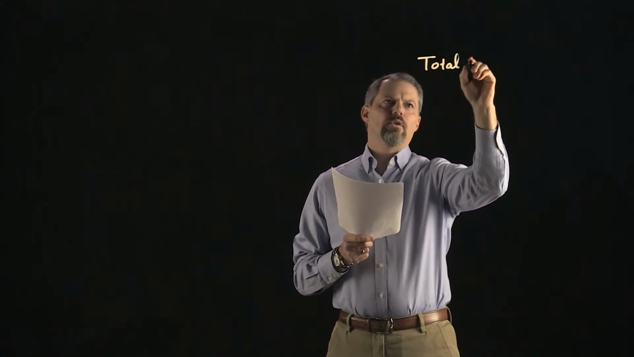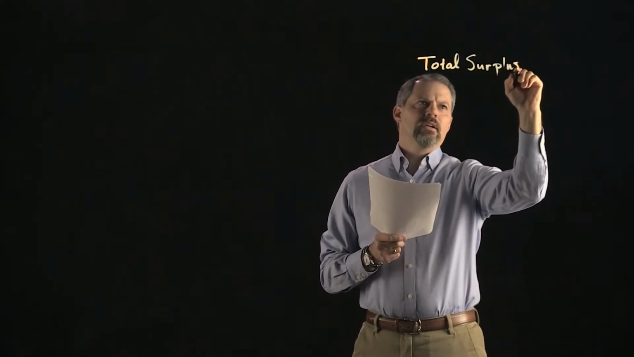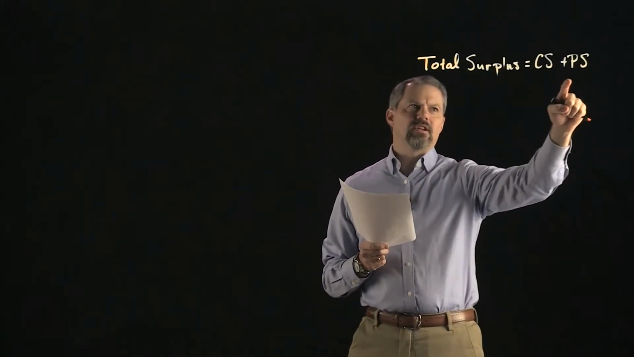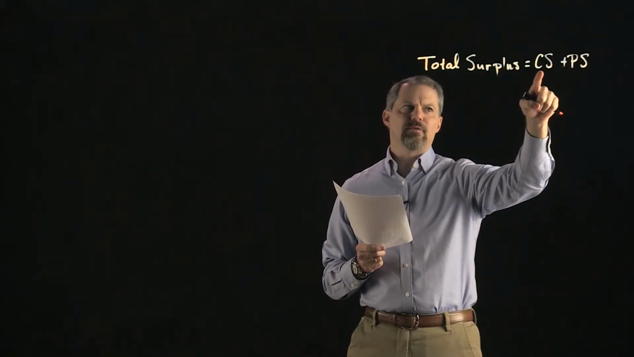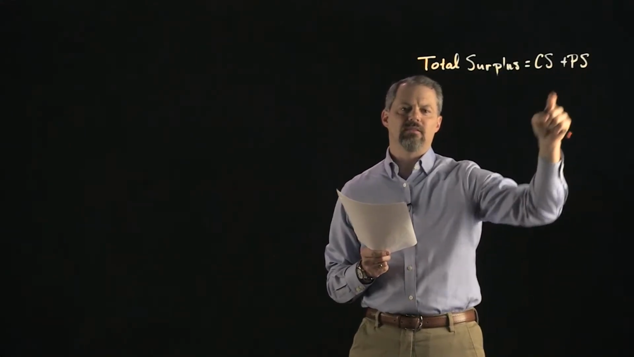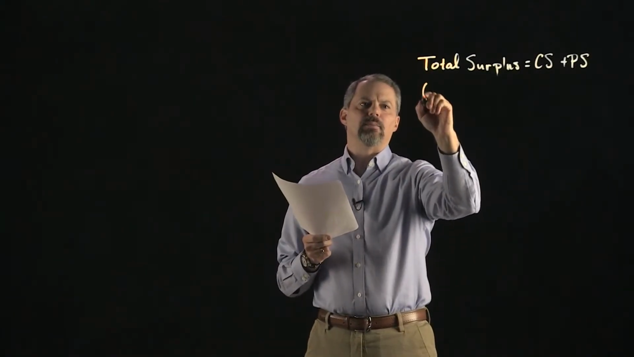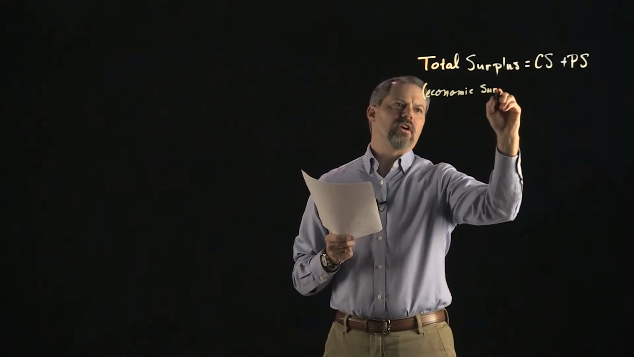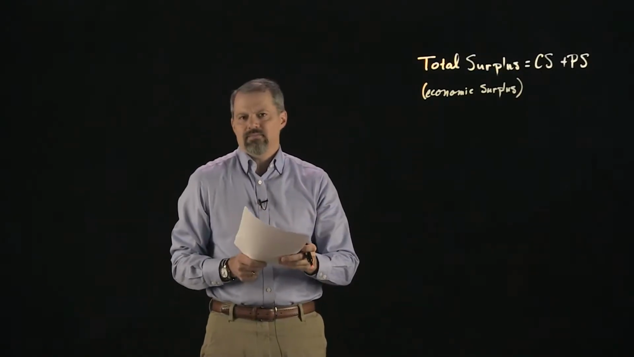We're going to add that together, and we're going to define what we call total surplus. Total surplus is just consumer surplus plus producer surplus. We know what each of these looks like. Consumer surplus is the area under the demand curve and above the price. Producer surplus is the area under the price and above the supply curve. Sometimes this is known as economic surplus. I try in this class to just call it total surplus, but sometimes I'll slip up and call it economic surplus. They mean the same thing.